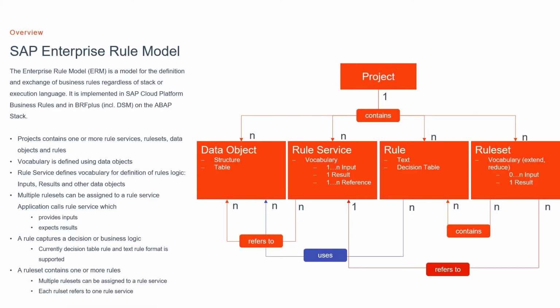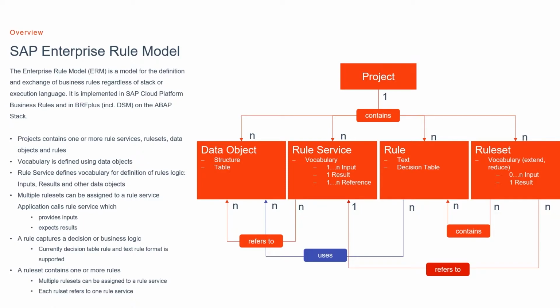So what is the Enterprise Rule Model? The Enterprise Rule Model is quite simply a model for the definition and exchange of business rules. It doesn't really matter where these rules are executed. So it could be in the HANA Rules Framework, it could be in BIF Plus, it could be on the ABAP stack, it could be on the HANA stack.